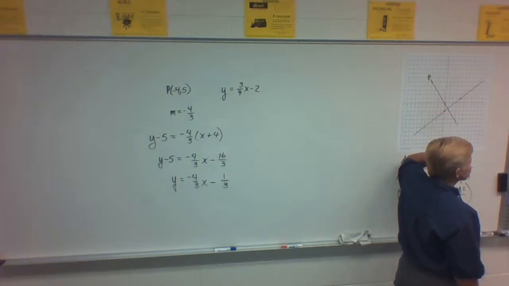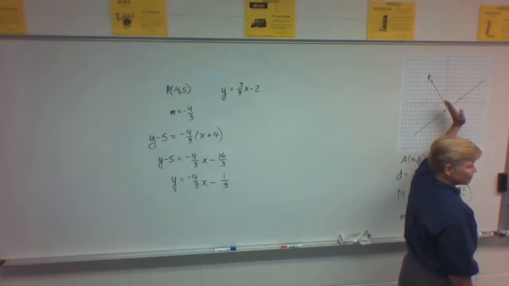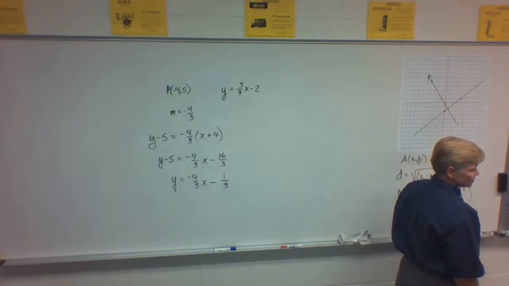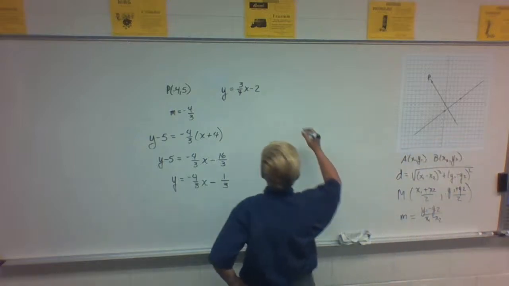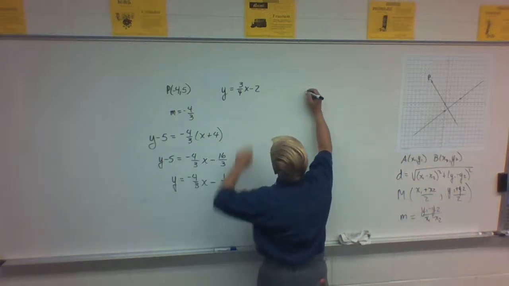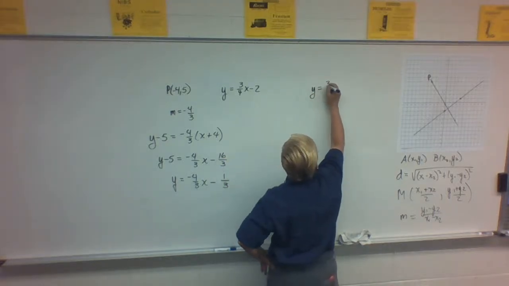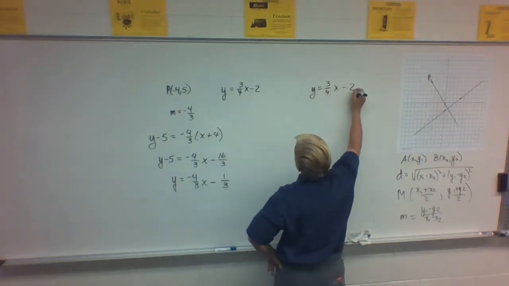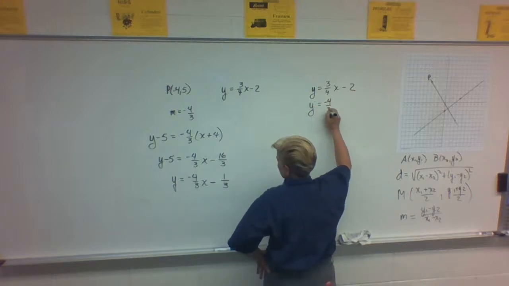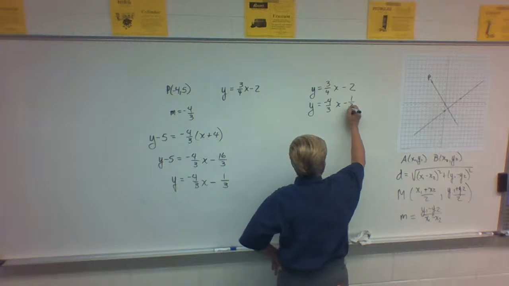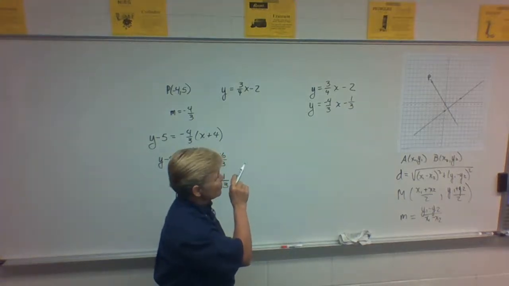Isn't it the one point on this grid that this line and this line share? Now we've got ourselves a system of equations. I've got to solve this system. I'm going to write it over here to make more room: y = 3/4 x - 2, and y = -4/3 x - 1/3. I've got to find the x and the y value that makes both of those true.